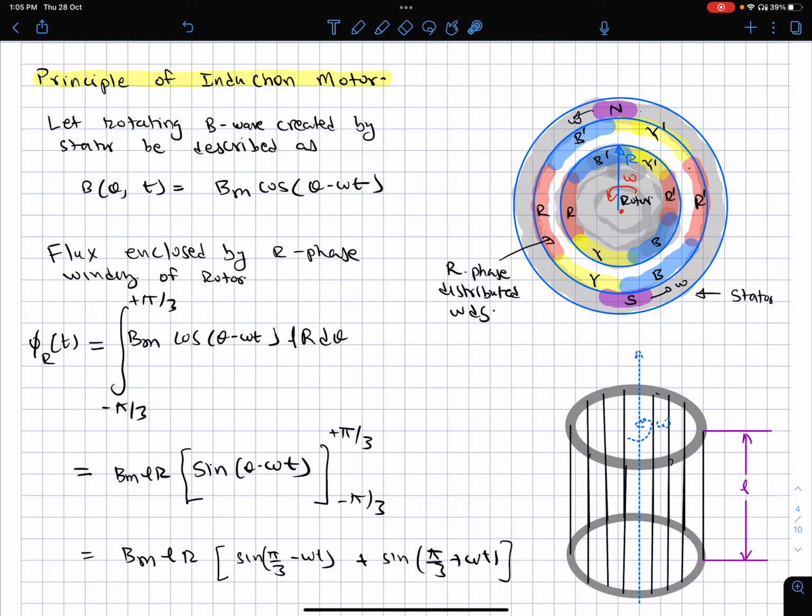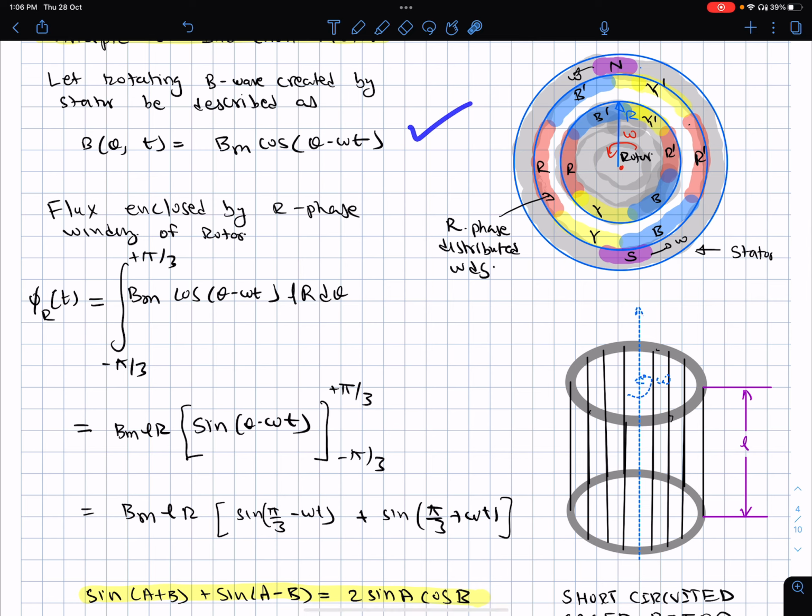Nothing rotates in the stator, yet the magnetic field that it creates in this air gap is going to rotate, and therefore we are going to write this rotating MMF wave or the flux density wave as B of theta comma t, so it's a function of theta and time, is equal to Bm cos of theta minus omega t. Let's fix our description of the rotating MMF wave or flux density wave as this.